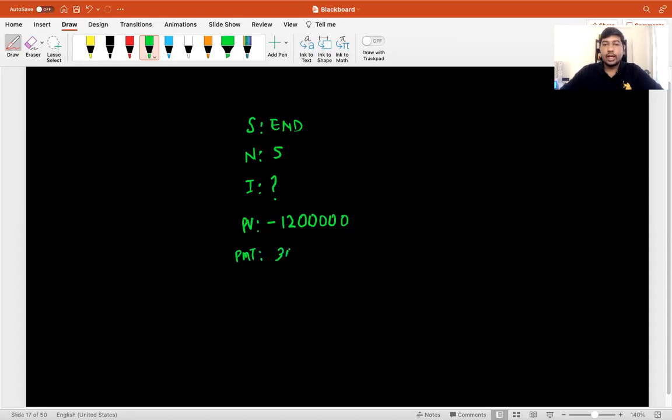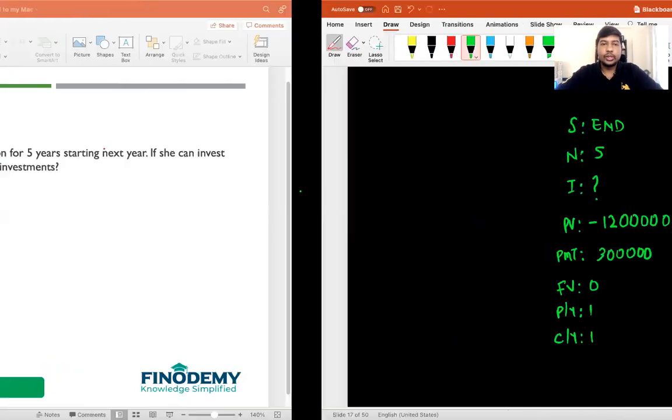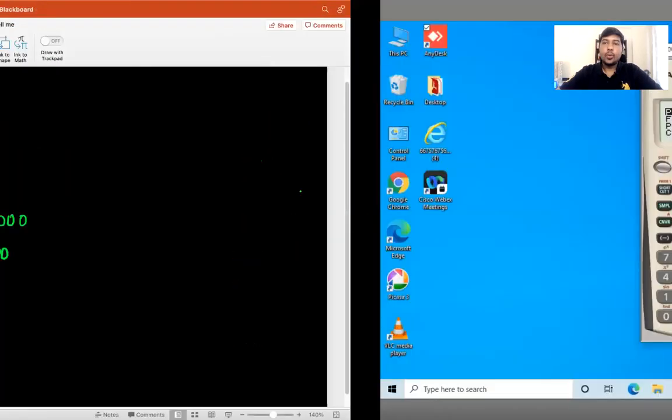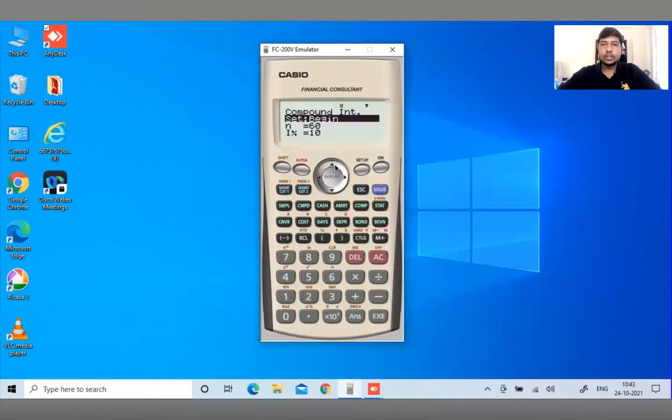PMT is positive 3 lakhs, since this is going to be an inflow. FV is 0. Payment per year is 1. Compounding per year is also 1. So you need to calculate what is the interest with this as the input. Okay, so let's do this in the compound function. Let's go to set begin and change it to set end because the cash flows are required starting next year. So set is now end.